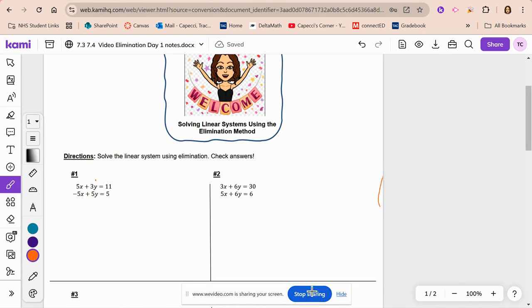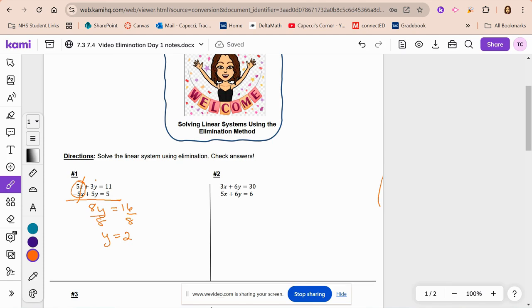When I look at number 1, I notice that my x coefficients are opposite values, a positive 5 and a negative 5. Once I know that, I can see that I can add. That's going to zero out. I add together 3y and 5y, and I get 8y equals 16. Now I'm going to solve for y, and y is equal to 2. Now that's my y coordinate.